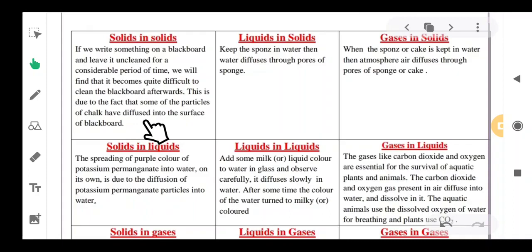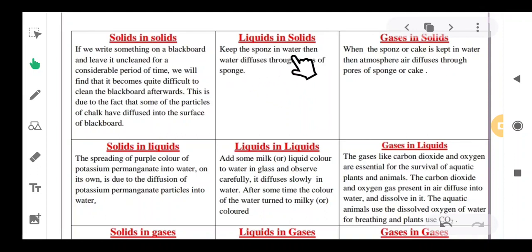అంటే మనకి ఏదైతే పీస్ ఆఫ్ చాక్ పీస్ ఉందో ఆ చాక్ పీస్ని మనం బ్లాక్ బోర్డ్ పైన రాసినప్పుడు అది దానిపైనే డిఫ్యూజ్ అవుతుంది. అందుకే కొన్ని రోజులు మనం తుడిపేయకుండా ఉంటే కనుక దాన్ని క్లీన్ చేయడం కష్టమవుతుంది. అంటే ఆ చాక్ పౌడర్ అనేది బ్లాక్ బోర్డ్లో డిఫ్యూజ్ అయిపోయింది. ఇది ఎగ్జాంపుల్ ఫర్ సాలిడ్స్ ఇన్ సాలిడ్స్. నెక్స్ట్ వన్, లిక్విడ్స్ ఇన్ సాలిడ్స్.